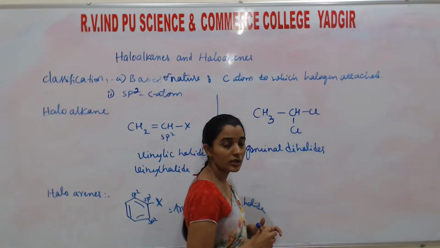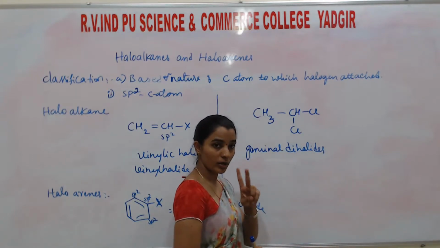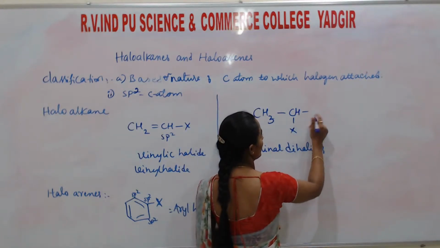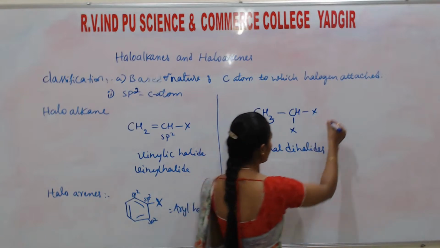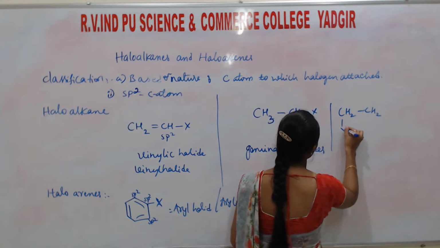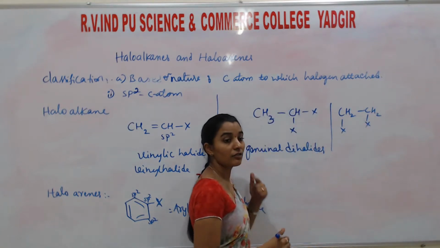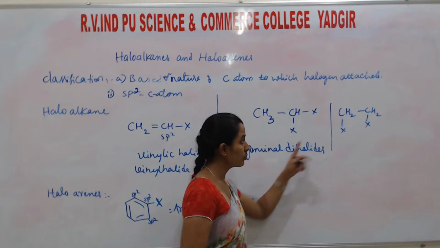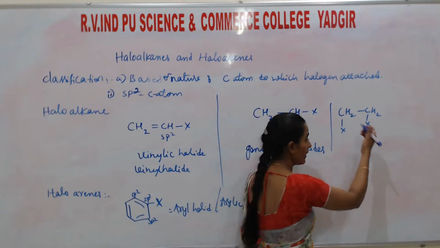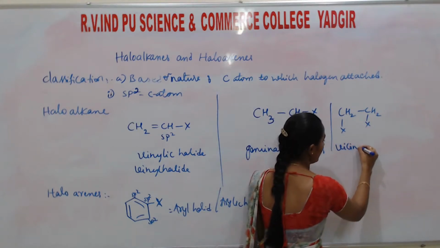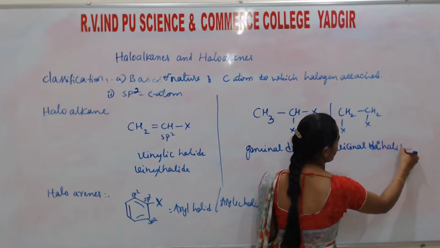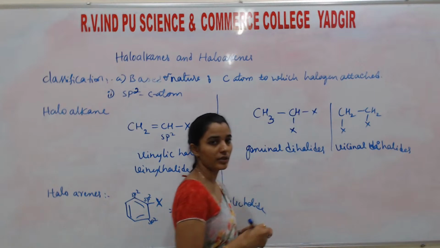If the two halogen atoms are attached to the same carbon atom, then they are called geminal halides. Similarly, another one is CH2 single bond CH2, here X, X. If the halogen atoms are attached to the adjacent carbon atoms, adjacent means 1 by 1, then they are vicinal halides. Vicinal dihalides. This is one classification.